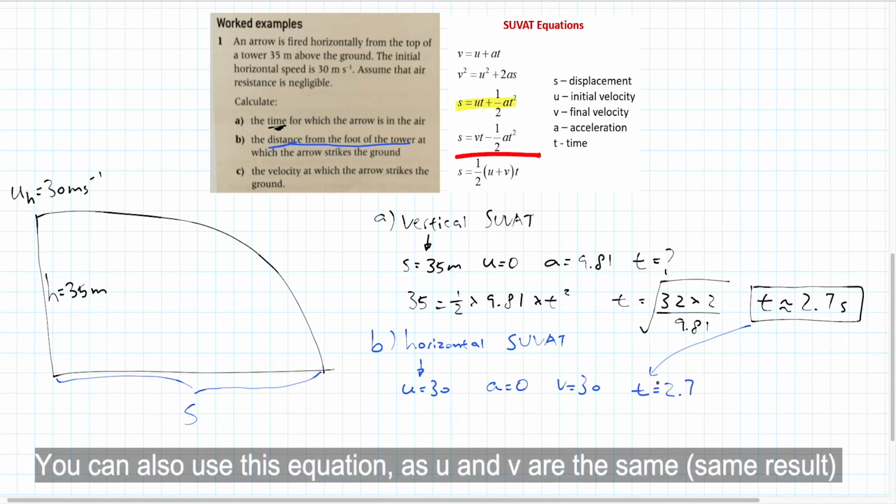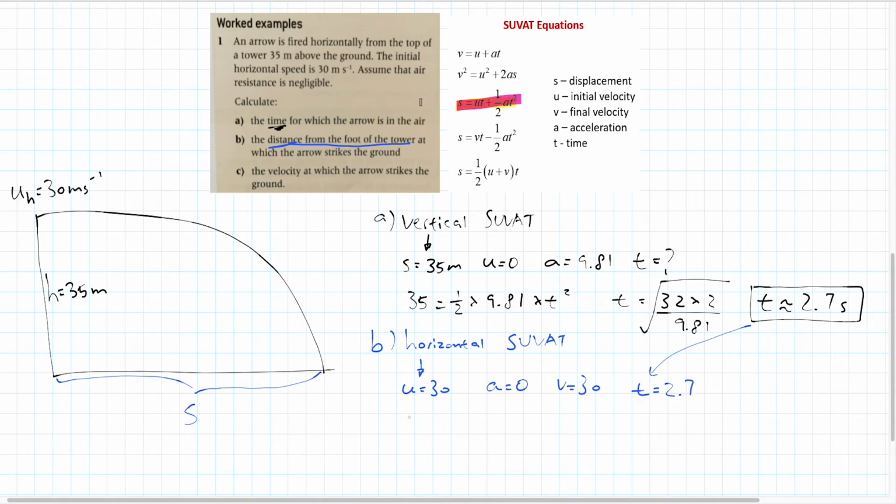Which Suvat equation should we use again? We should use s equals ut plus 1/2 at squared again. Now bring in the values. s equals 30t plus 1/2 at squared. As a equals 0, s is just 30 times 2.7, which gives us roughly 81 meters.